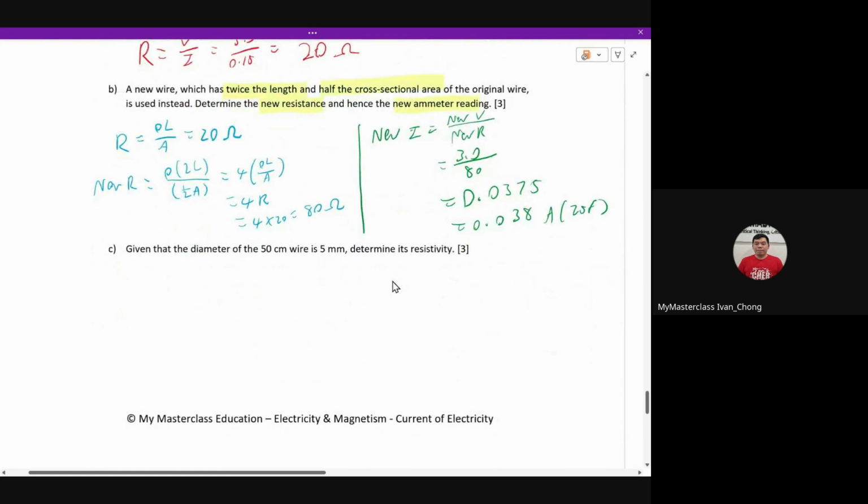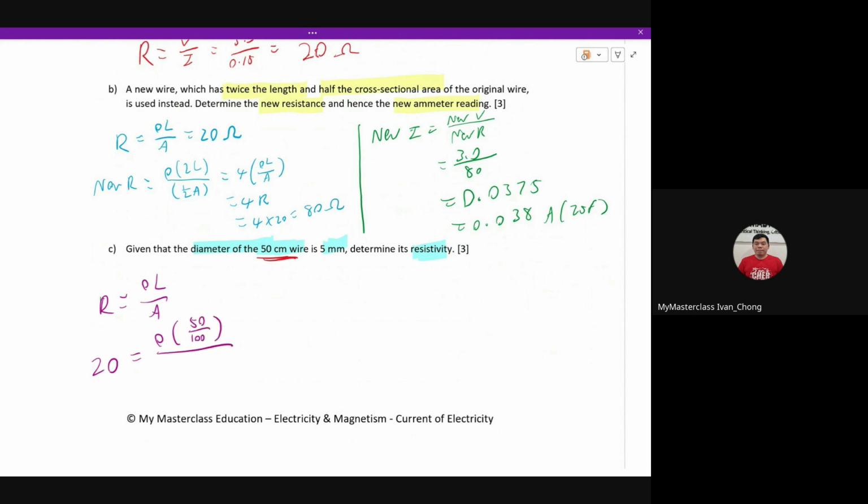Next, if the diameter of the 50 cm wire is 5 mm, what is the resistivity? So do take note, we are talking about your original wire. Okay, so we'll write the formula again. R is rho L over A. Now the question is asking us what is rho. So we make rho the subject, or you can just put in your numbers first and then try to solve. You have 20 ohms, you have rho, and L is 50 cm. Because 50 cm is not SI units, what you want to do is change it to SI units.